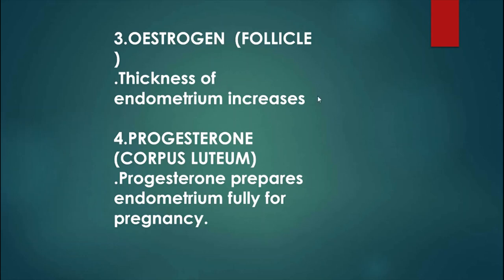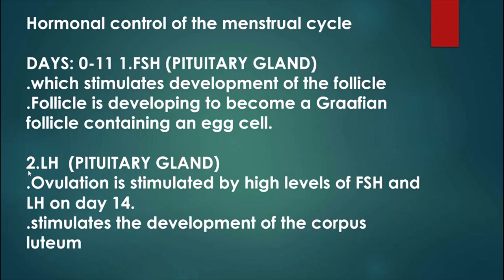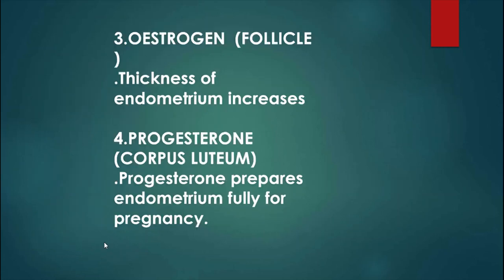Now we have the LH, which is also secreted by the pituitary gland, which stimulates ovulation on day 14, and it stimulates the development of the corpus luteum after ovulation. Now what happens is that after the corpus luteum is developed, progesterone is secreted by the corpus luteum.